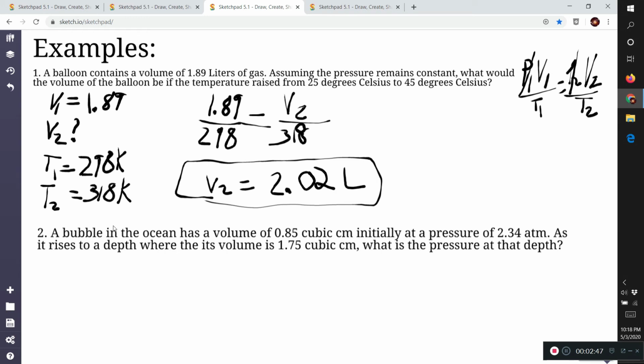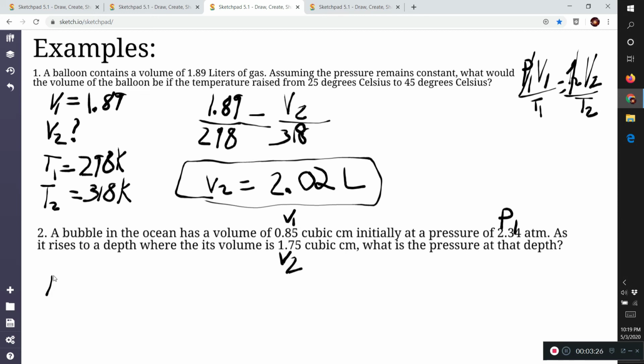A bubble in the ocean has a volume of 0.85 cubic centimeters, so this is going to be our V1. I'm just going to label it here. Initially at a pressure of 2.34 atmospheres, so that's our P1. As it rises to a depth where the volume is 1.75 cubic centimeters, so here's a V2, what is the pressure at that depth? Now, in this, it doesn't say anything about temperature. We're going to assume a constant temperature here.